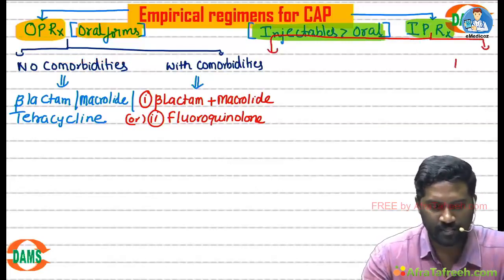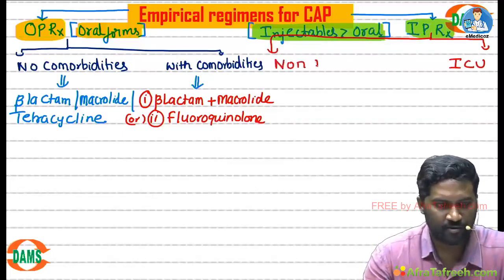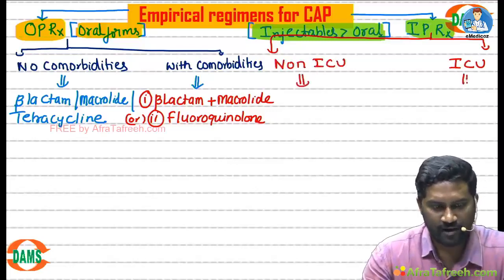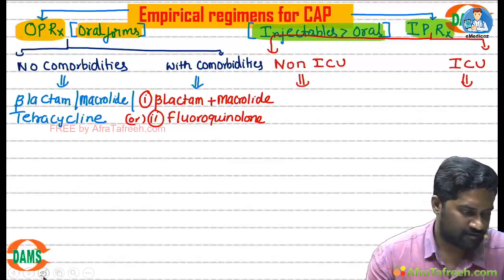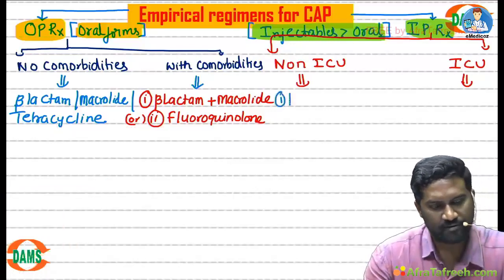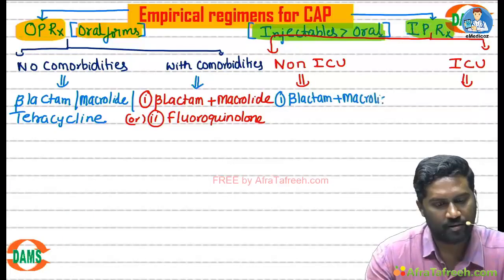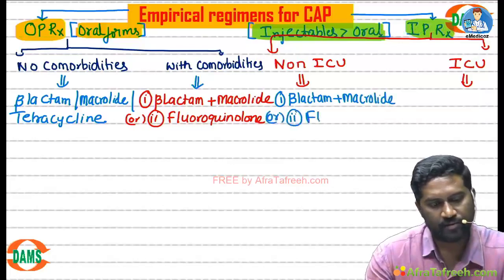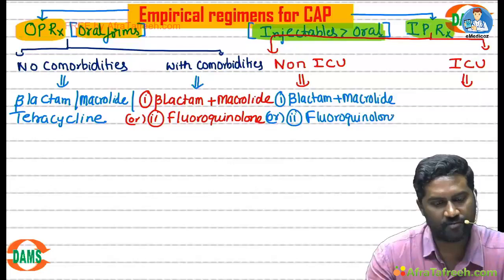Is it in the ICU or is it in the ward? That is non-ICU. If the patient is admitted in non-ICU, what will be the preferred treatment? So, preferred treatment will be beta-lactam plus macrolide or monotherapy with fluoroquinolone.